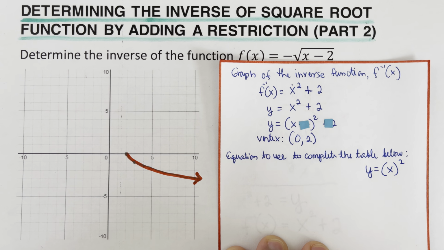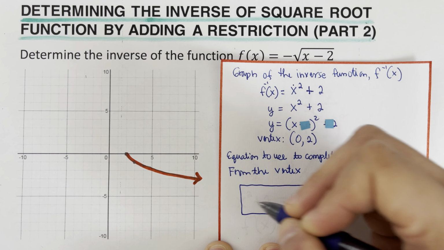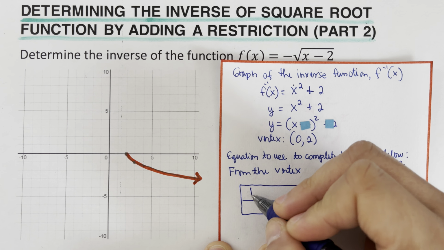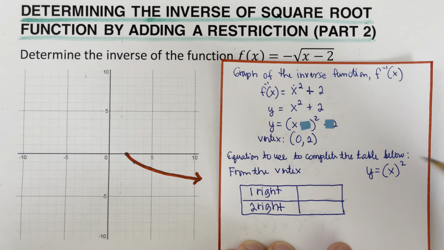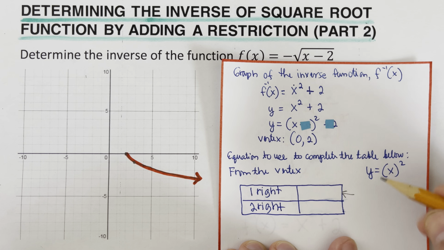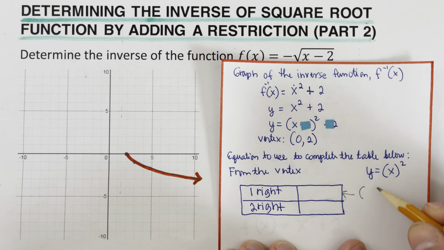So then from the vertex, okay, we are going to use this equation that we have right here. The x values are the ones that we have here, so we plug them in. So that would be 1 squared.